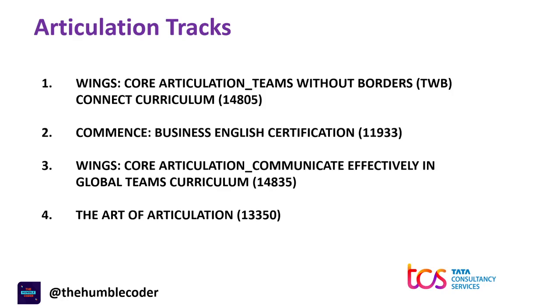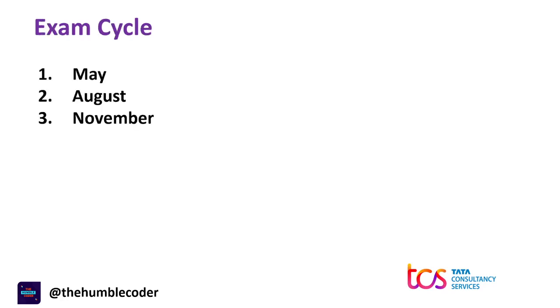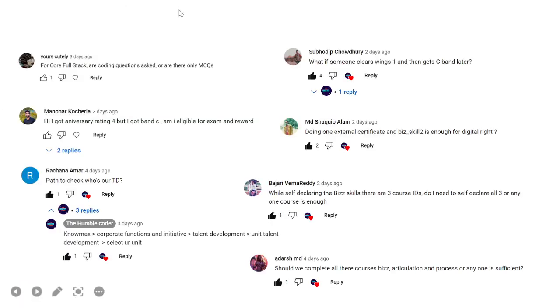For articulation there are different tracks which you can appear for. Next is process. For process there are 2 tracks, so you can appear for them. Next is the exam cycle. There are different cycles: the first exams will happen in May, then in August, and then in November.